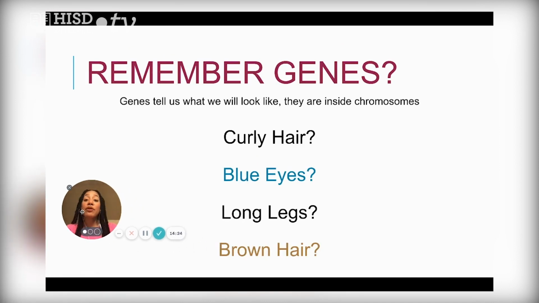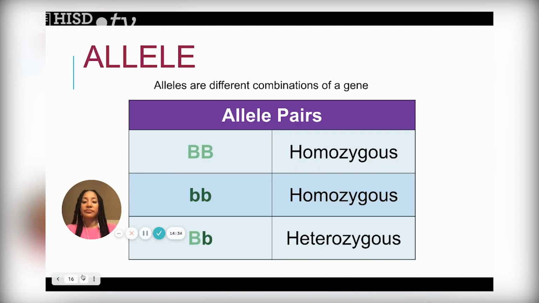So again, remember genes. They tell us what we look like. They're inside our chromosomes. They tell us if we're going to have curly hair, blue eyes, long legs, brown hair. Now, those letters that we see on your screen are called alleles, and they come in pairs. When you have alleles that are exactly the same, we call them homozygous. Capital B, capital B. They are exactly the same. We call them homozygous. When we have our lowercase b, again, homozygous because they're exactly the same.